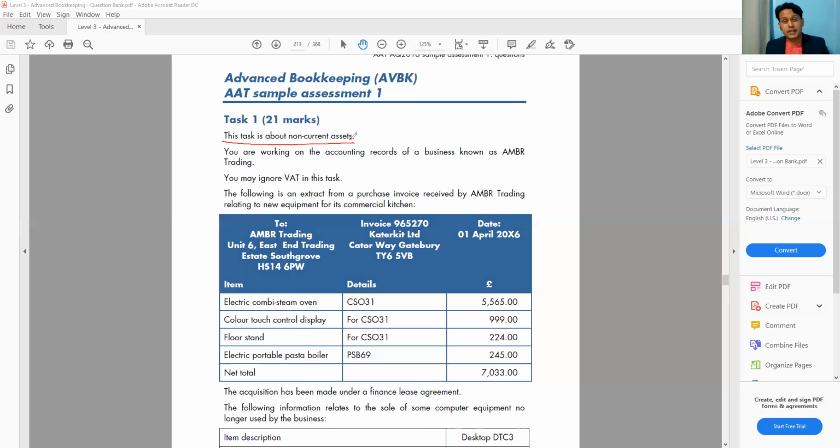And another consideration that we have to remember is the cost. When you buy a non-current asset, not every single cost we can add as part of the cost.